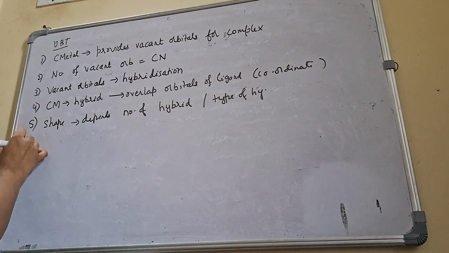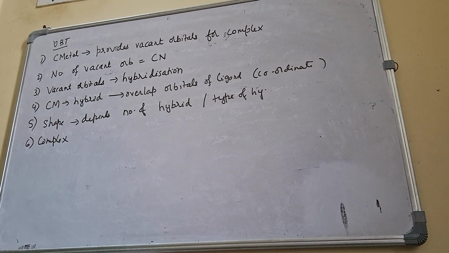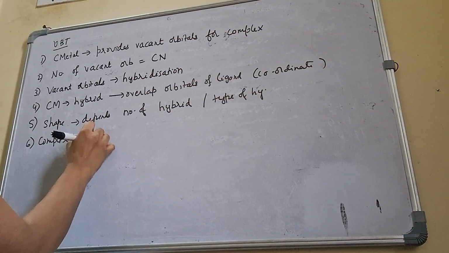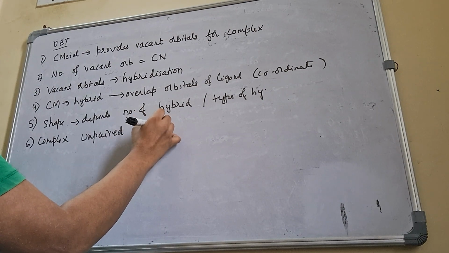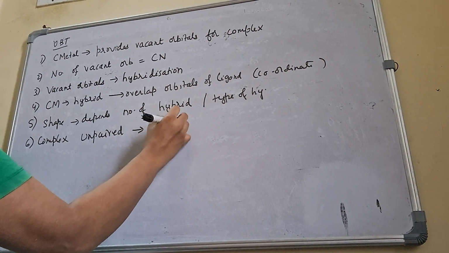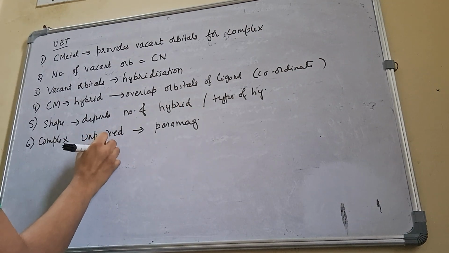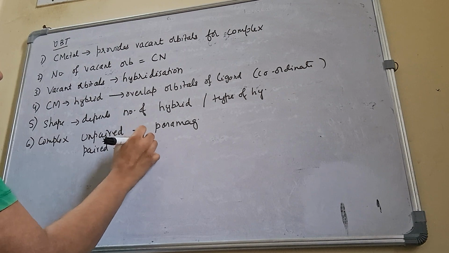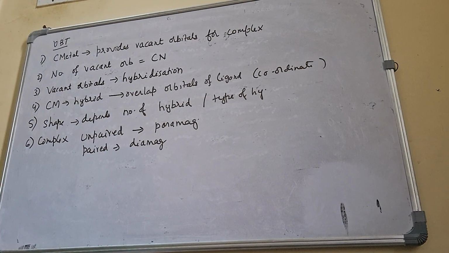Next, after hybridization and everything, if the complex contains unpaired electrons in the shell, then it is what we call paramagnetic. It shows magnetic behavior. And if there are no unpaired electrons, everything is paired, that is what we call diamagnetic. No magnetic property is shown. Now you just have to know this is the theory. All right, so the vacant orbitals undergo hybridization.